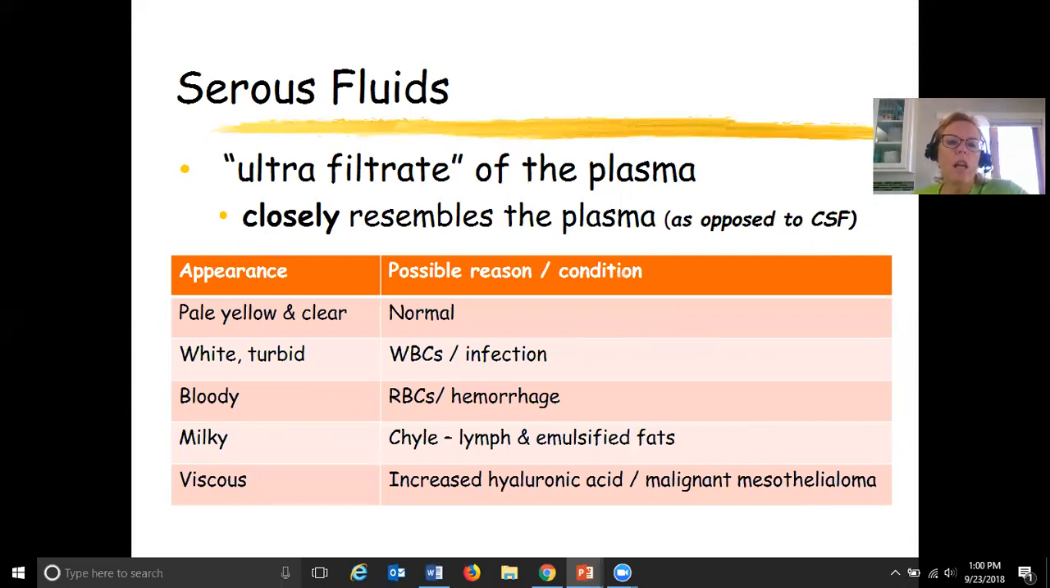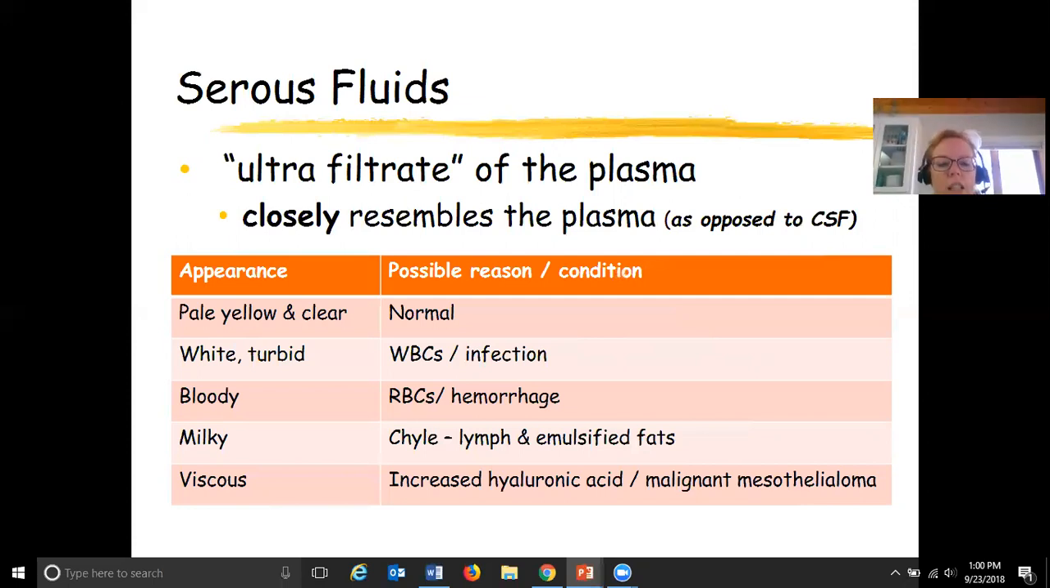So you can see on this table below, normal appearance is pale yellow and clear. And depending on the appearance, it could be a sign of various other issues. So for instance, if it's white or turbid, there's probably WBCs or infection. And you can have WBCs there for other reasons besides infection, and we'll go into that later. If it's bloody, of course it's possible that there's RBCs or maybe a hemorrhage within the body cavity. And if it's milky, it may contain chyle, which is lymph fluid and emulsified fats.